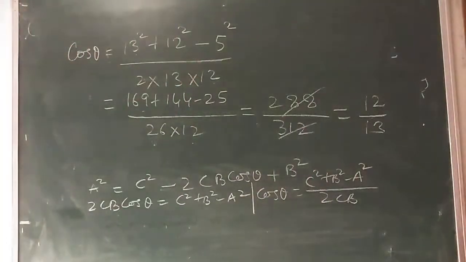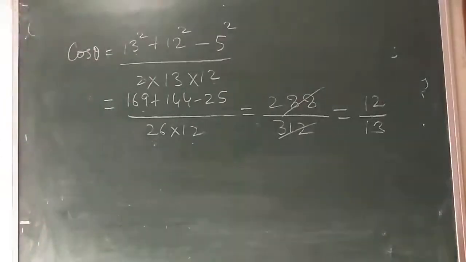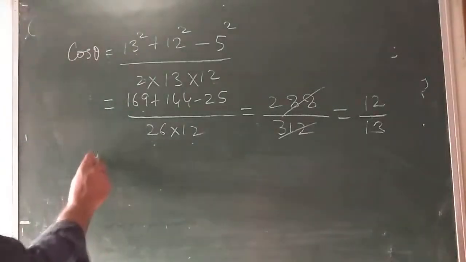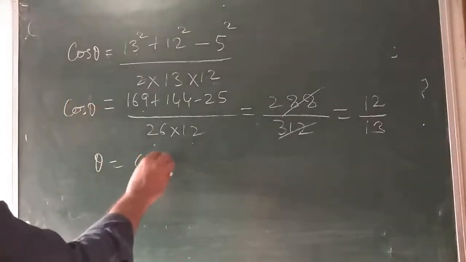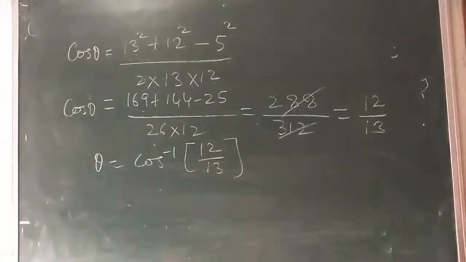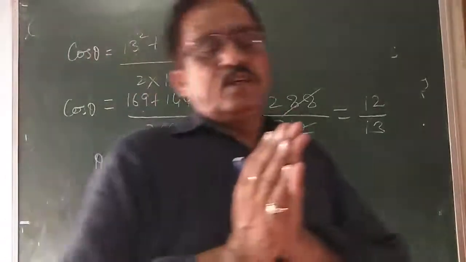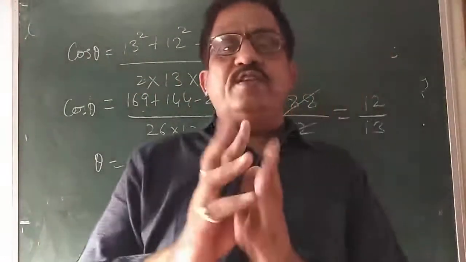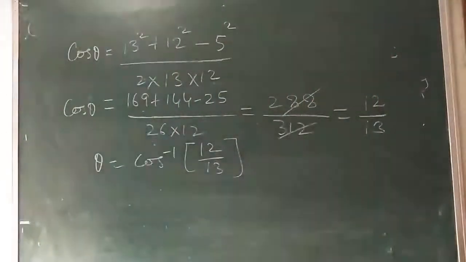Then you can write here only the angle. It is a very simple question. Theta comes out to be, here it is cos theta, cos inverse 12 by 13. Is it clear? Yes, sir. It is very easy. So this is the way to solve the numerical problems in the dot product of two vectors. Write down.